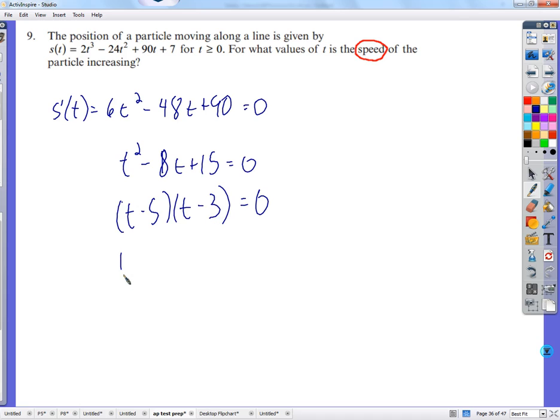Yeah. Okay. So then t would equal 5 and t would equal 3. What's going on there? What's the particle doing at those times? Those are like points of inflection. Yeah. Those are points of inflection?